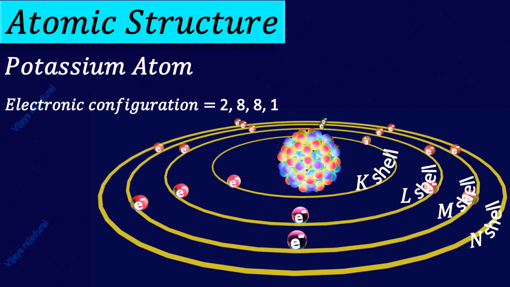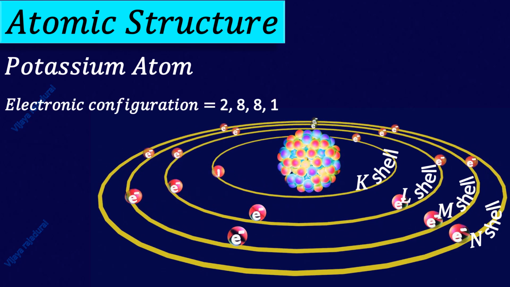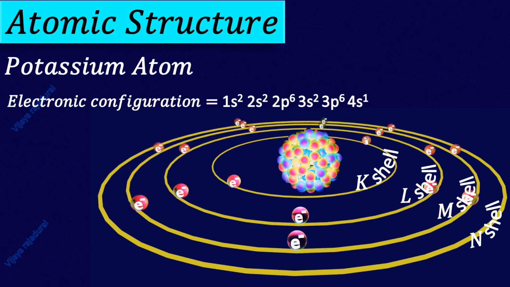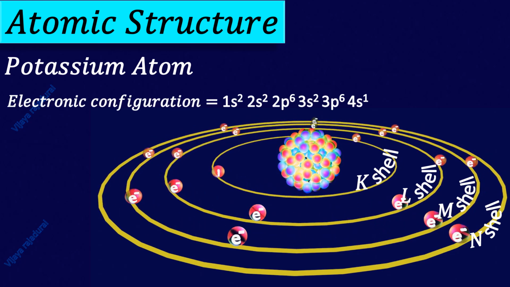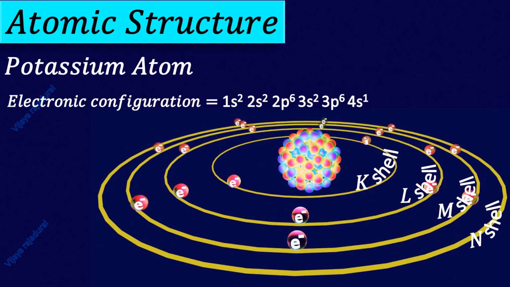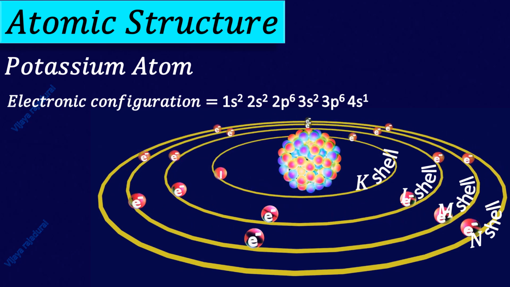Its electronic configuration is 2, 8, 8, 1. Its atomic orbital configuration is 1s2, 2s2, 2p6, 3s2, 3p6, 4s1.